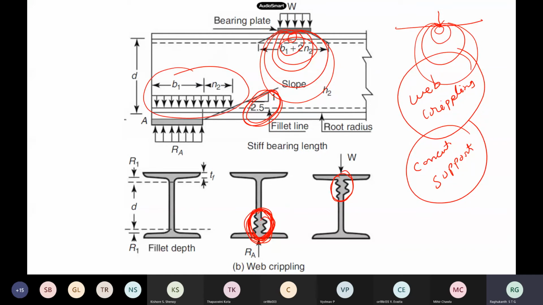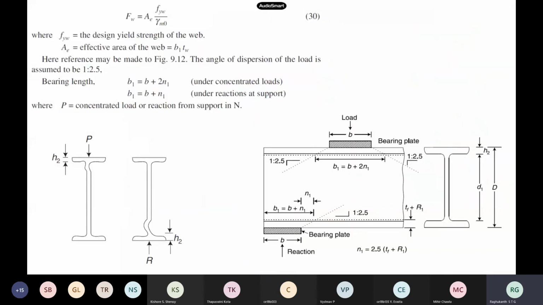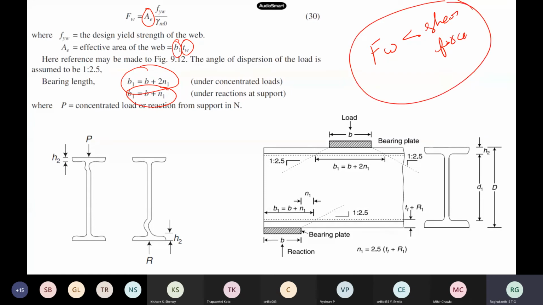Here we don't take the middle portion, that is the buckling and shear stress. Here we take only the small portion right below the load itself. It is the same formula, so the area has to be estimated. B1 times thickness is the area, and B1 is B plus 2N1 under a concentrated load, otherwise it is B plus N1. Substitute here and you will get your web crippling also. The criterion is that this should also be less than the shear force. That means your beam is perfectly safe for web crippling.